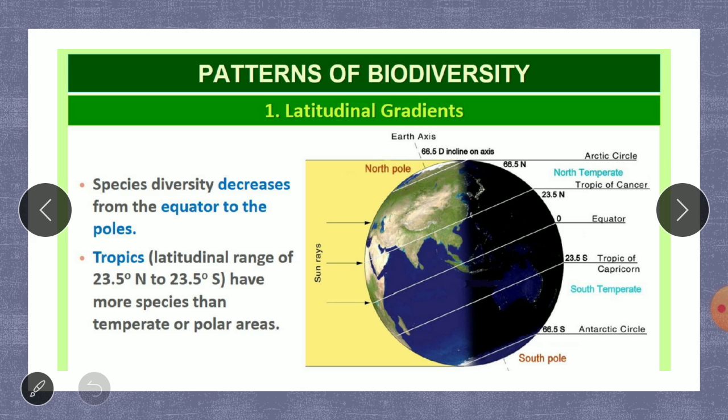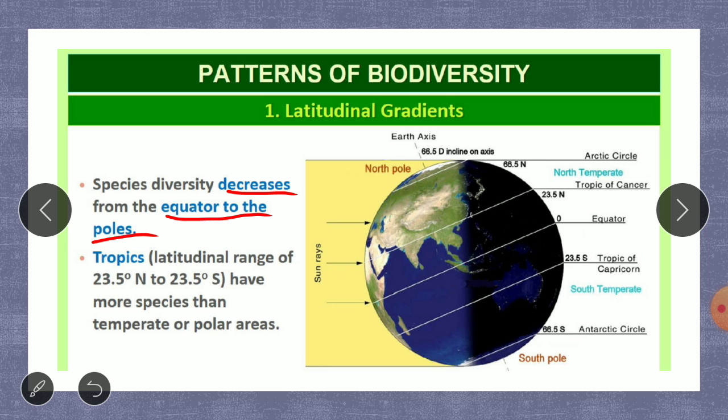We have seen India is called a mega biodiversity nation. India has a large number of species. But why does India have so many species? Let us see today. Here, species diversity decreases from the equator to the pole. So when we go from the equator towards the pole, we can see that the species diversity is going to be declining.